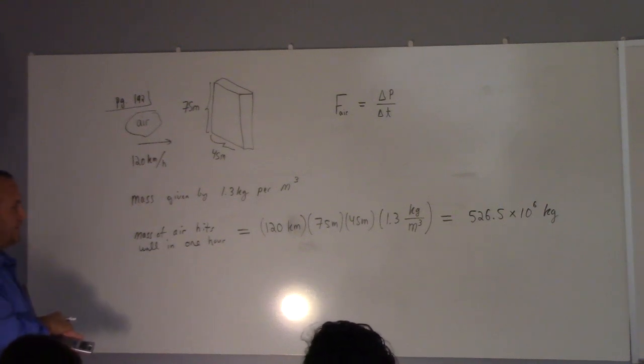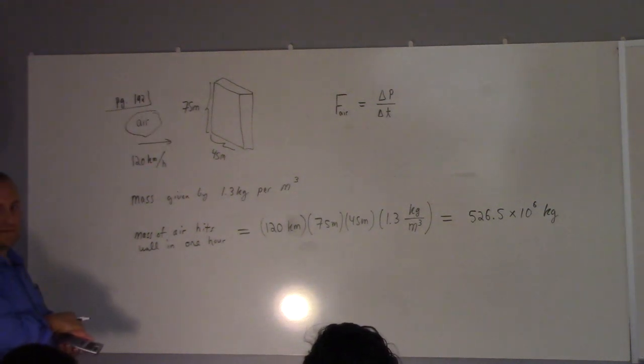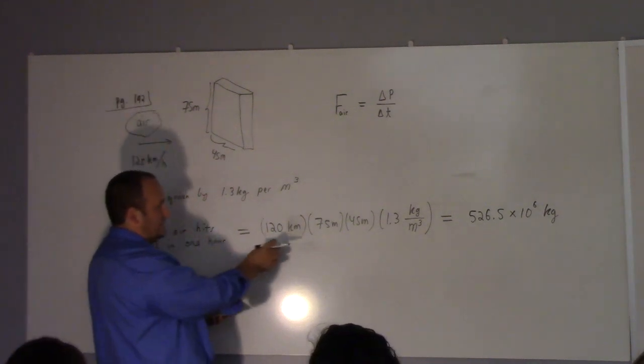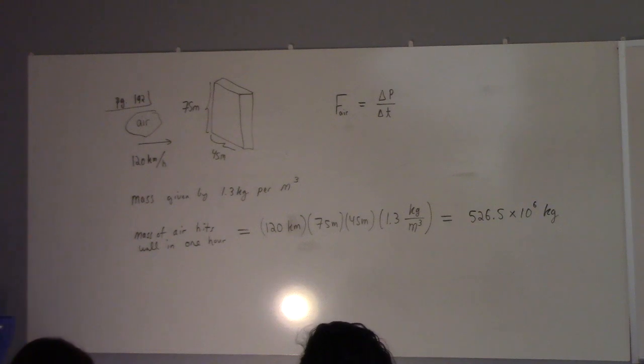I did. I multiplied by 1,000. So that's like 5.265 times 10 to the 8th. So 10 to the, I think it's, what was that? I think it's okay.